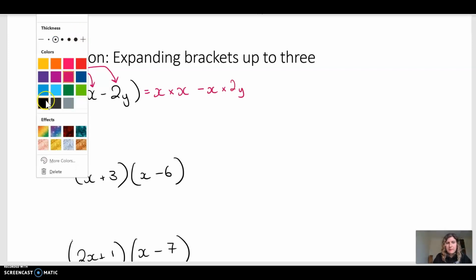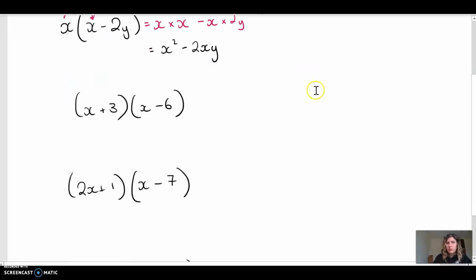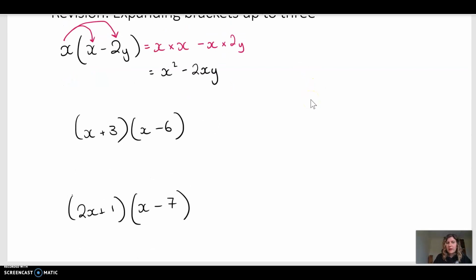Now we can simplify that. When we simplify it, we end up with x times x, which is x squared, minus, now when we're writing something like 2xy, we always write the number first, then we go alphabetical order for the letters. So x comes before y, so we write 2xy. Okay, and that's our multiplied form of x minus 2y. Remember, when you're doing this, you're not changing what that actually is, you're just representing it in a different way, and that way is just without the brackets.